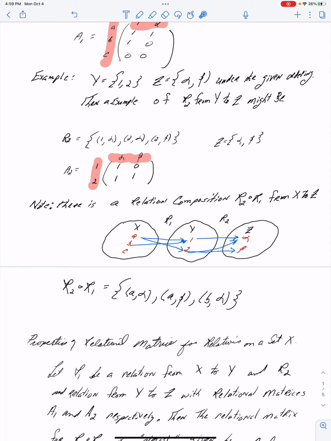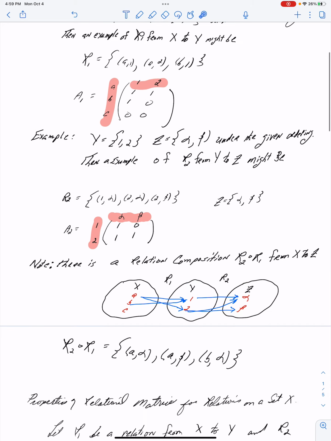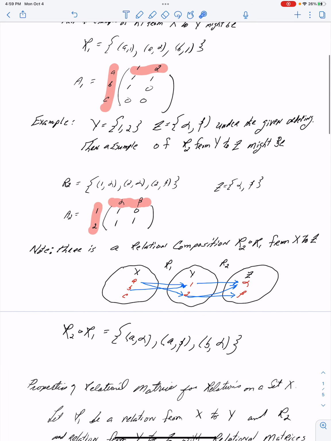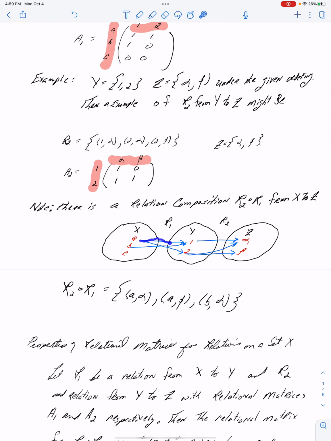So let's draw an arrow diagram. The first one is R1 going from X to Y. The second is R2 going from Y to Z, and I draw an arrow for any particular ordered pair. Here's R1 way up here. It's the ordered pairs (A,1), (A,2), and (B,1). So I've got (A,1), (A,2), and (B,1).